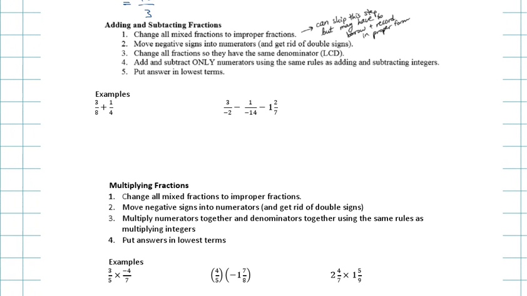So, let's look at this because it makes sense when we look at an example. Do I have any improper fractions in this one? No. So I can move on to the next step. Do I have any negative in the denominator? No. I can move on to the next step. Now, do I have a common denominator? No. Right? It has to be the same number.